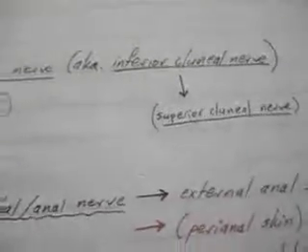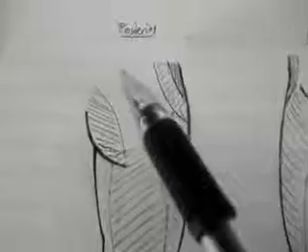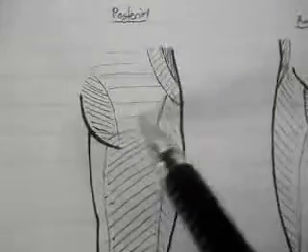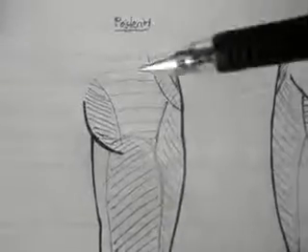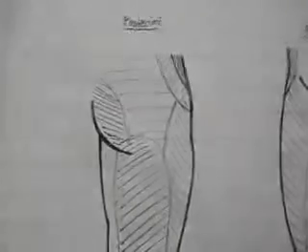There is also a superior cluneal nerve, and the superior cluneal nerve innervates the lateral aspect of this gluteal region. So it would be all of this. So this is your superior cluneal nerve, and this is the inferior cluneal nerve.